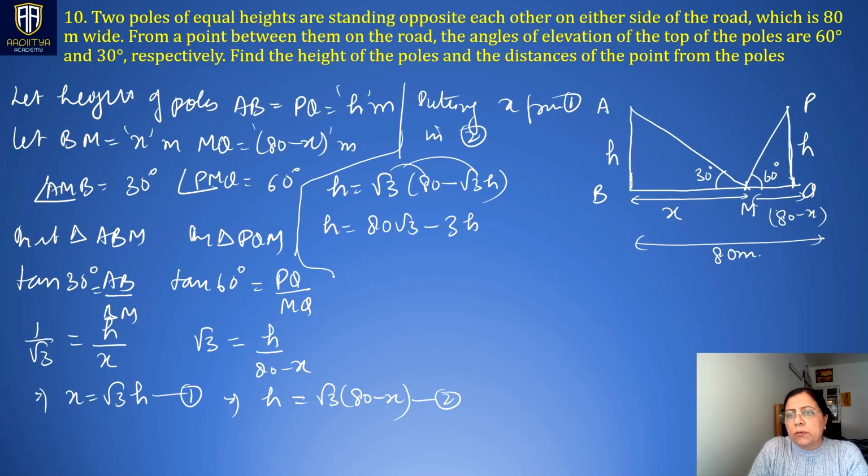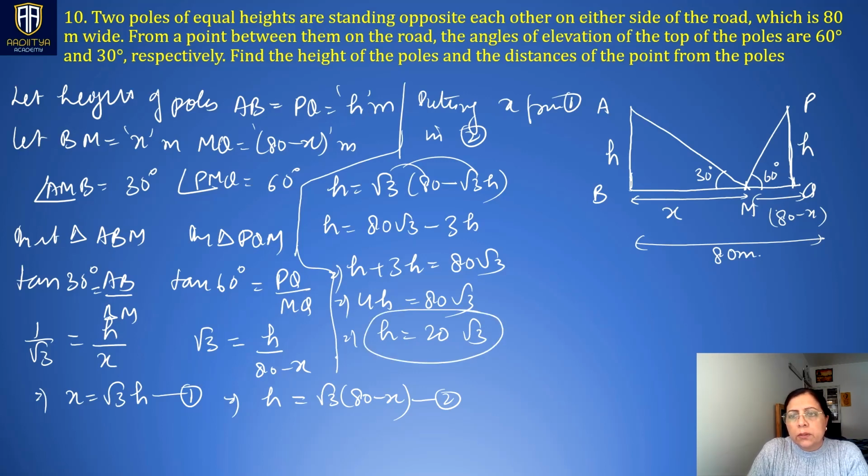So we have h plus 3h is equal to 80 root 3. So 4h is equal to 80 root 3. Ultimately h is 80 by 4 root 3, that is 20 root 3. Right? So this is the height of poles. Both the poles AB and PQ are equal to 20 root 3 meters.